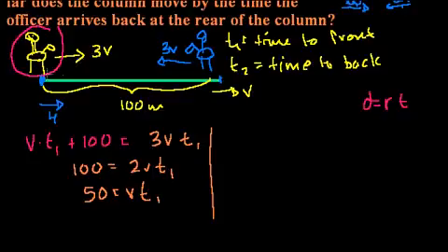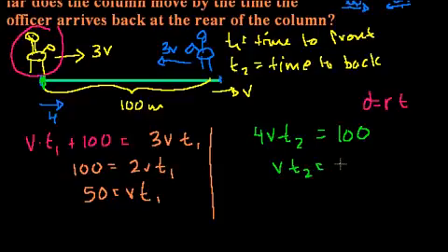So how long does it take him to get to the back? Well, let's see. His velocity is 4v. I'll do that in green. So his velocity is 4v. That's how fast he's approaching the back of the column. And it's going to take him time t2. And the distance he's going to travel is 100 meters, because that's the length of the column. So 4v times t2 is equal to 100. And if we divide both sides by 4, we get velocity times t2 is equal to 25. And once again, we have one equation with two unknowns. It doesn't help us a lot.